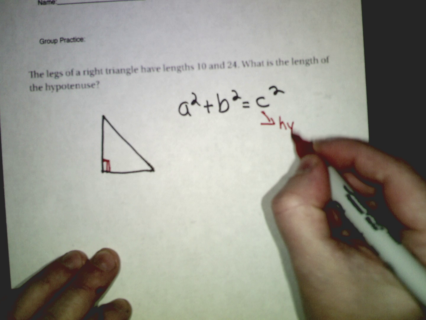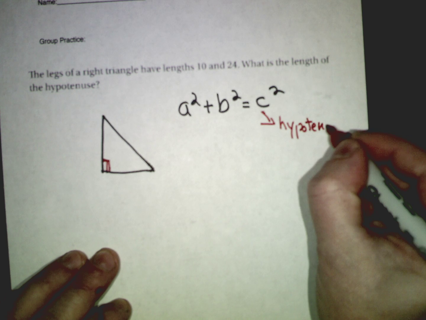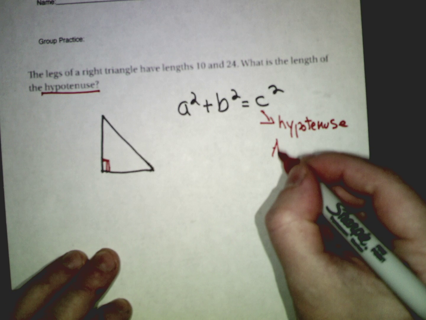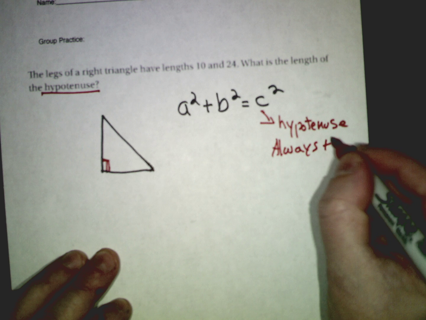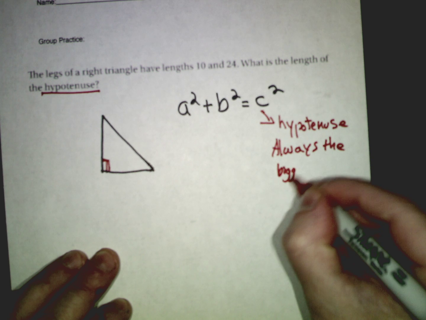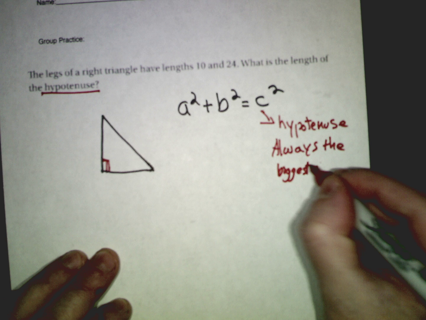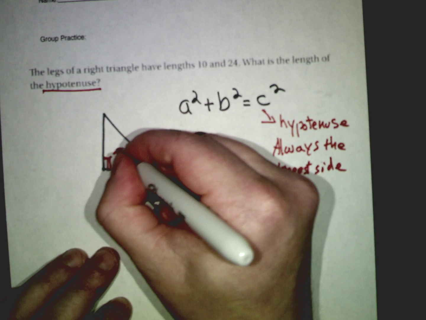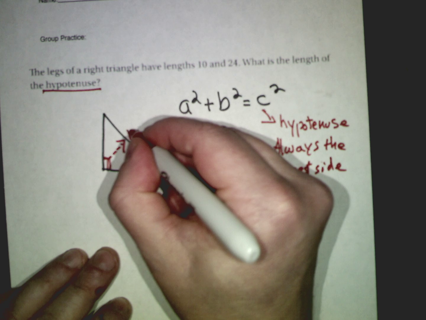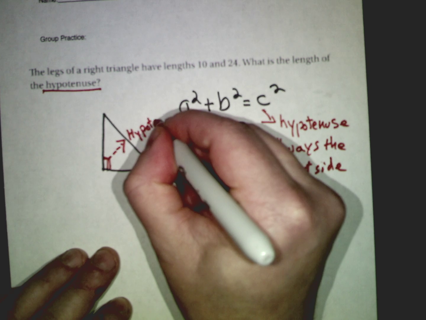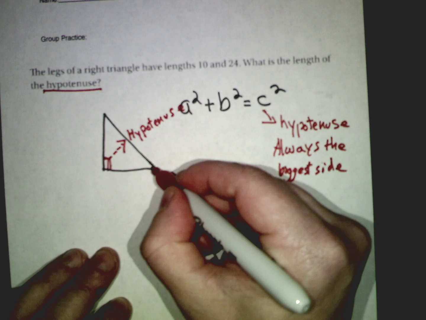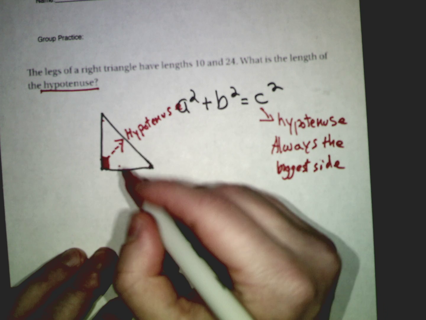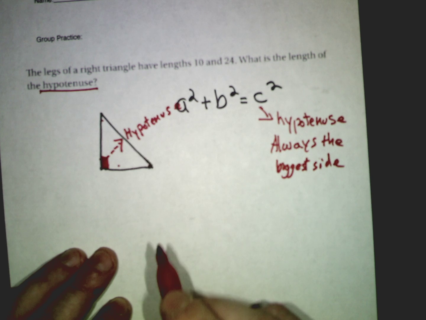we are calling the hypotenuse. Okay, the hypotenuse. It's always the biggest side of the triangle. It's always the one that is across from the right angle. When you have the right angle, the one that's across from it is what we call the hypotenuse.